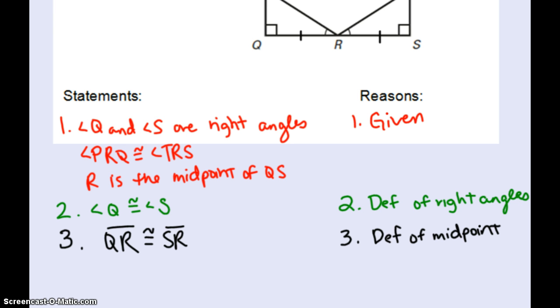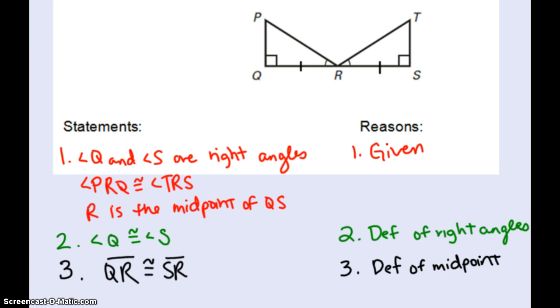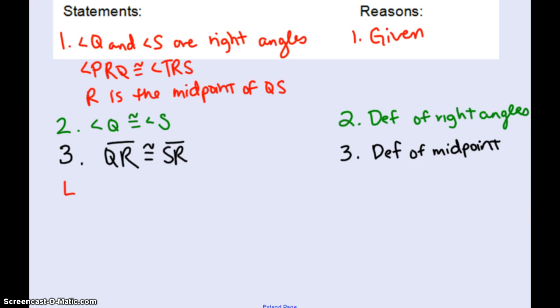Now notice that I'm putting my markings here on the diagram. This actually helps me see what I'm looking at. First off, I know I have 2 pairs of congruent angles and 1 pair of congruent sides, which means I'm either going to have angle, angle, side, or angle, side, angle. In this case, the side is included in between the 2 angles, so I can say the 2 triangles are congruent by the angle, side, angle congruence postulate. So triangle QRP is congruent to triangle SRT.